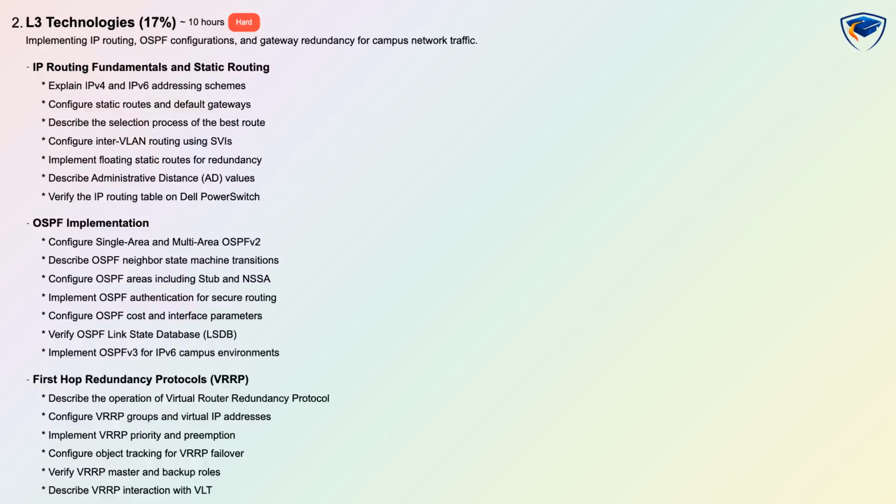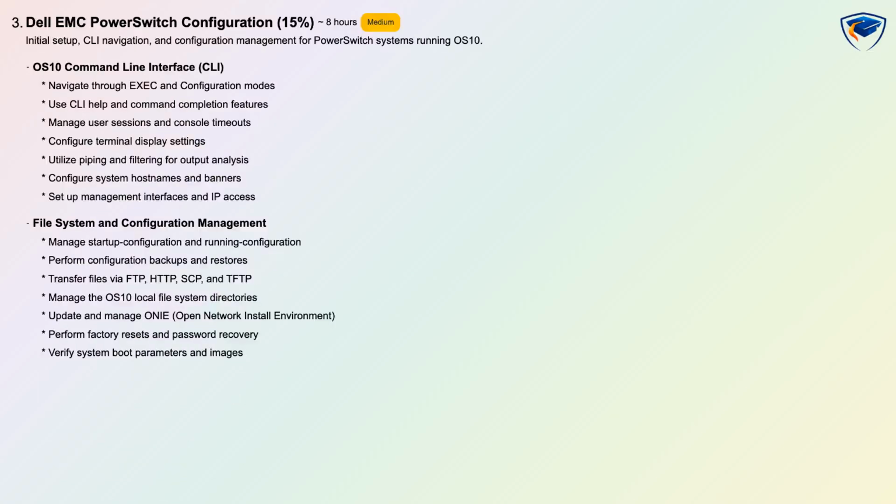VRRP interaction with VLT. Dell EMC Power Switch configuration is 15% of the exam, medium difficulty, with about 8 hours of hands-on and conceptual study expected. This domain focuses on initial device setup, OS10 command line navigation, exec and configuration modes, CLI help, session management, and using piping and filtering to analyze output.